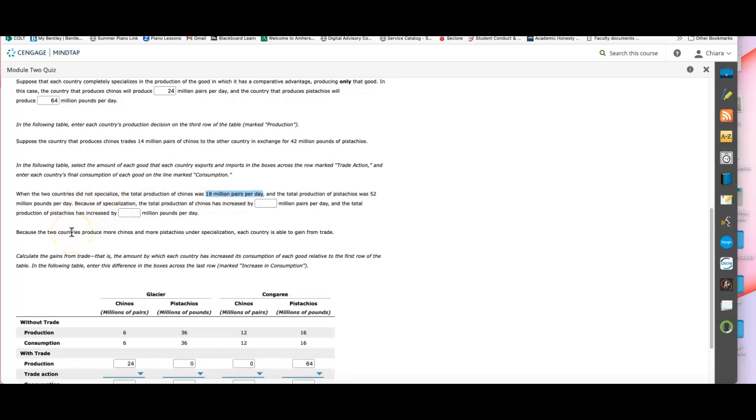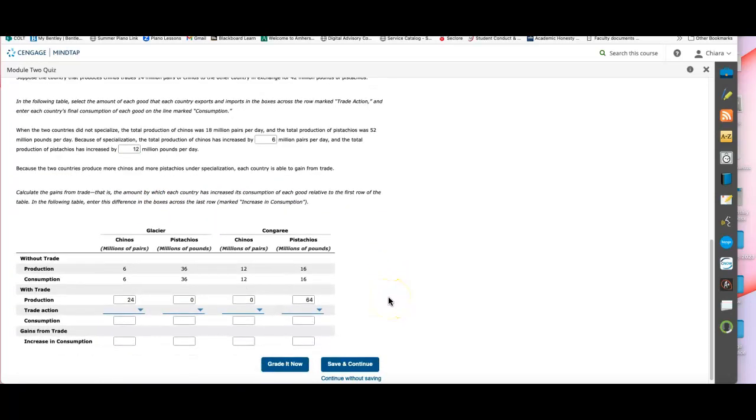Because of the specialization, the total production of chinos has increased by, right? So we had started at 18. We now have 24 million that we calculated here. 24 minus 18 is going to be 6. And the total production of pistachios has increased by what? We started with a total production of 52 million pounds per day of pistachios, but now Congaree produces 64 million, so 64 minus 52 is going to be 12. Because the two countries produce more chinos and more pistachios under specialization, each country is able to gain from the trade.